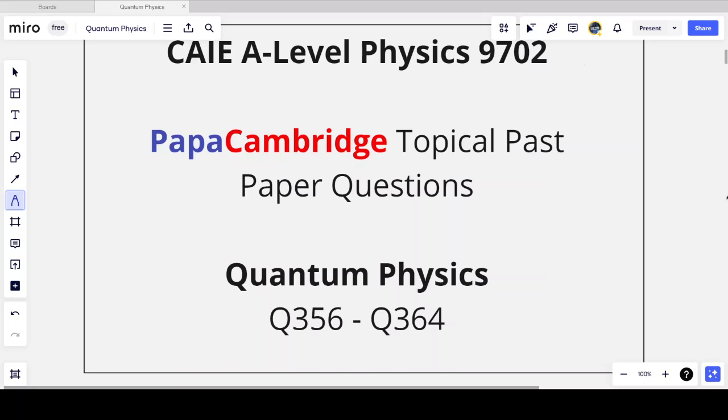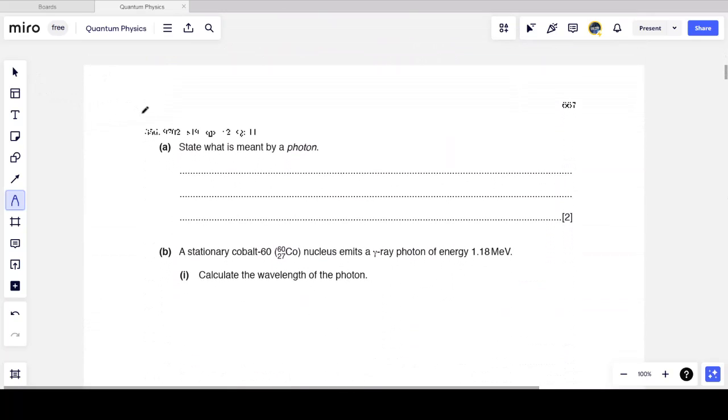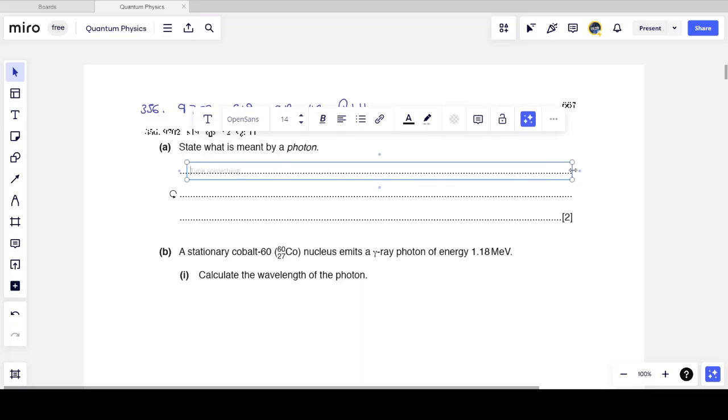So the first question I'm looking at is, as it's numbered in the Papa Cambridge questions, 356, and this is subject code 9702, which is physics. This is from summer 2019, which is May-June, and this is question paper 4, variant 2, and question 11 from that paper. And the first thing, as we've seen often enough already, is them asking us to state what is meant by a photon.